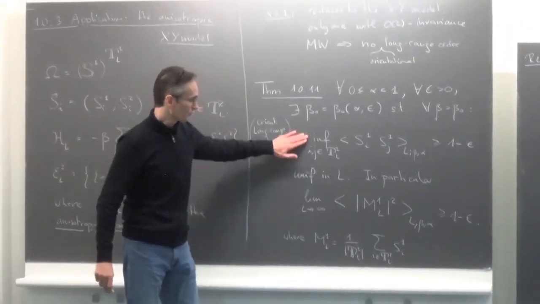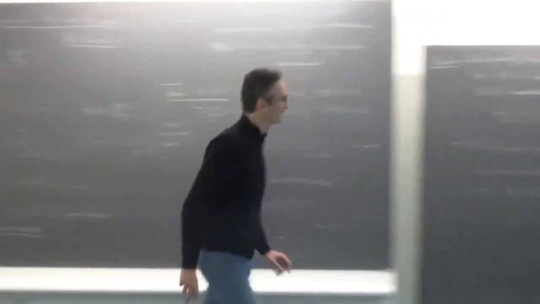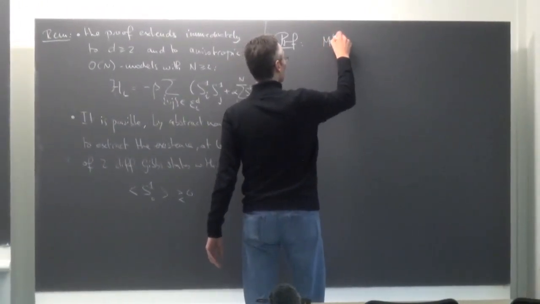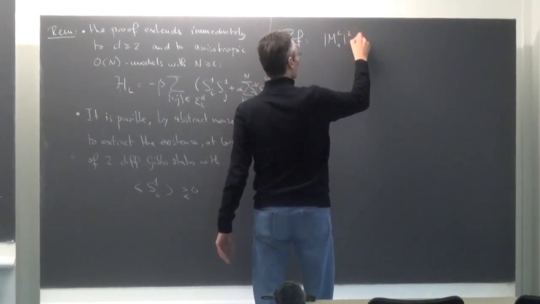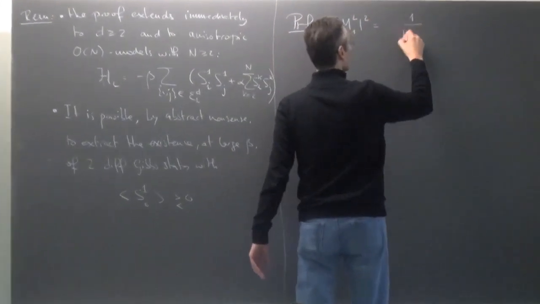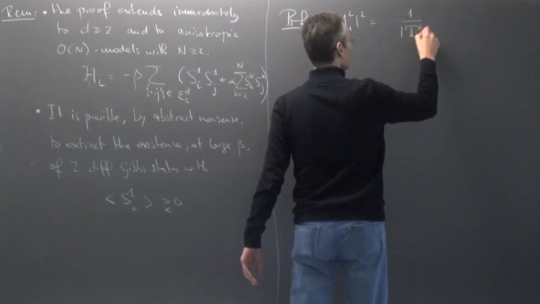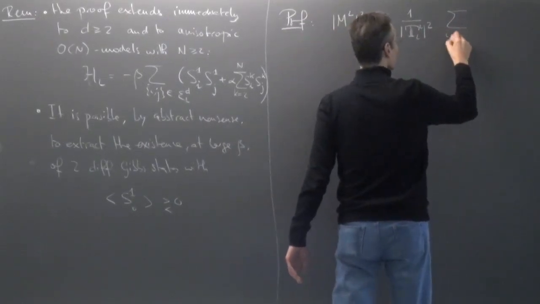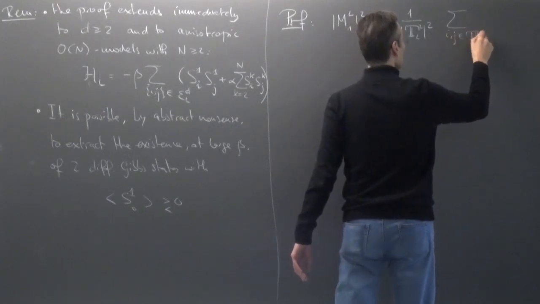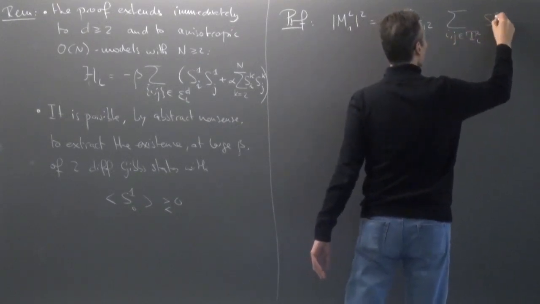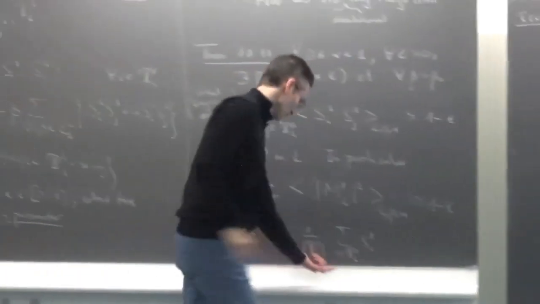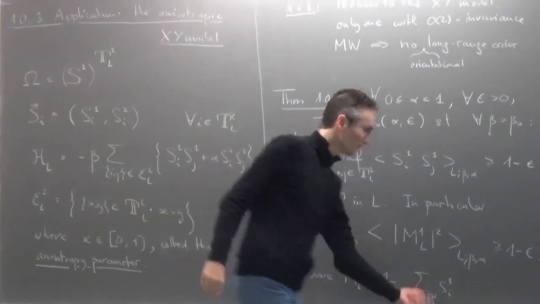Okay, let me first show that the second statement here follows from this one immediately. For this, you just have to write n1 L squared. This is 1 over T2L squared, sum over i, j in T2L, S_i^1 S_j^1, right? I've just taken the definition of n1 L and taken the square of this.